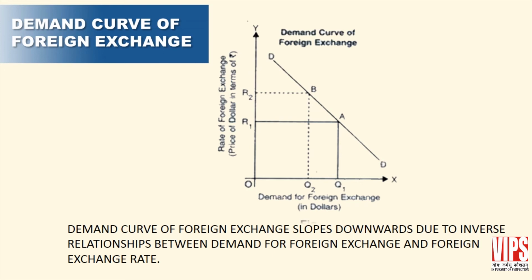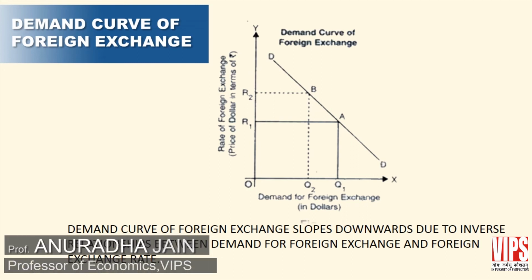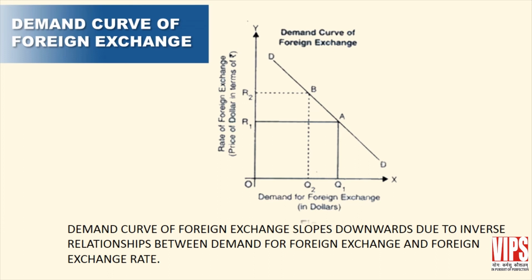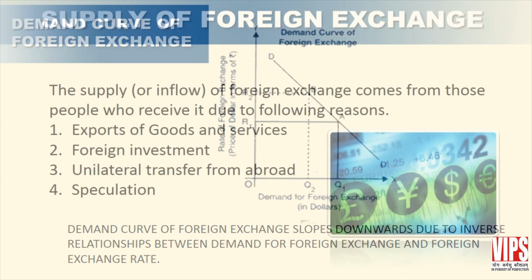It is downward sloping because if the rate of exchange increases, then the demand for that currency goes down, because in that case imports become very costly and other investments also become costly. So, people will prefer less of that currency, and vice versa: when the rate of exchange goes down, the demand for that currency increases. Therefore, the demand curve for foreign exchange will be downward sloping.